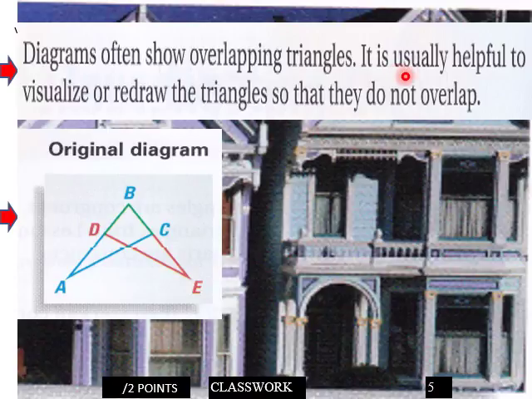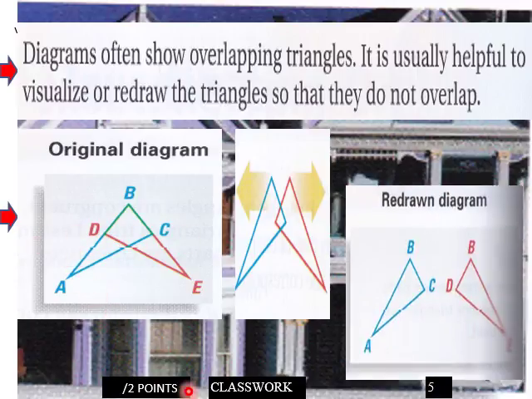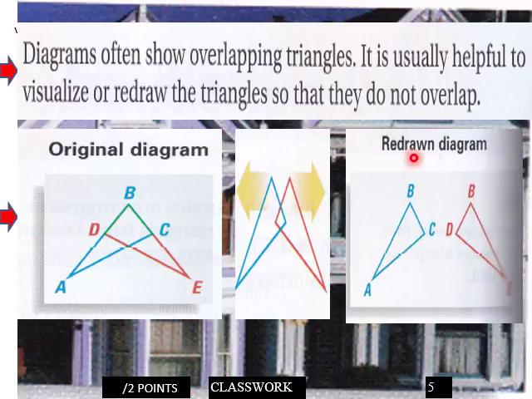It is usually helpful to visualize or redraw the triangles so that they do not overlap. So we have an overlapping here. And then we could change that here. We could shift them down like this, and then shift that down like that. Separate them. Move this over, move that over, and then redraw the diagrams. So now we can see them a little bit more clearly, possibly, than they were over there.